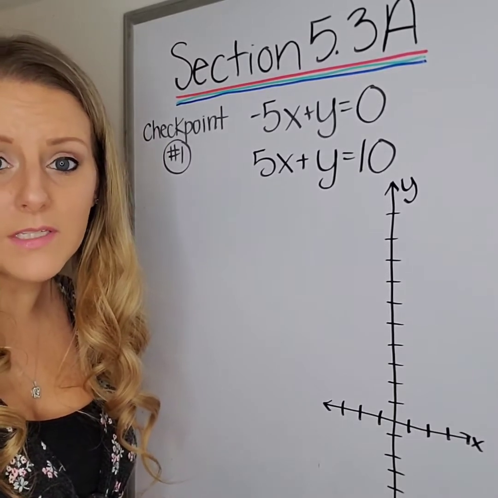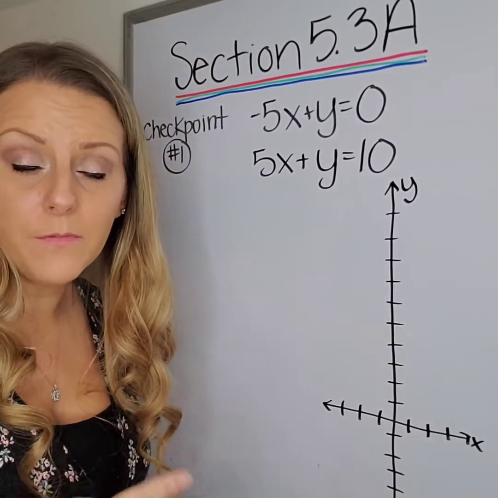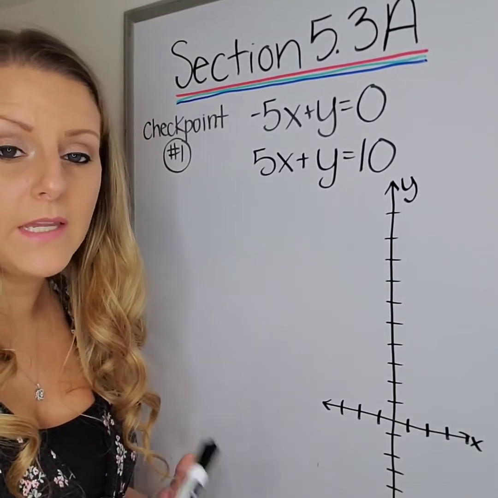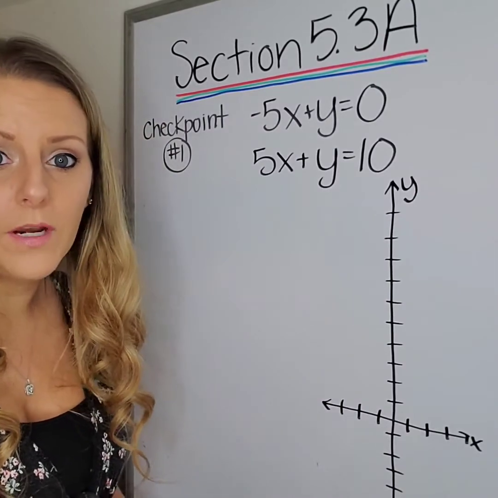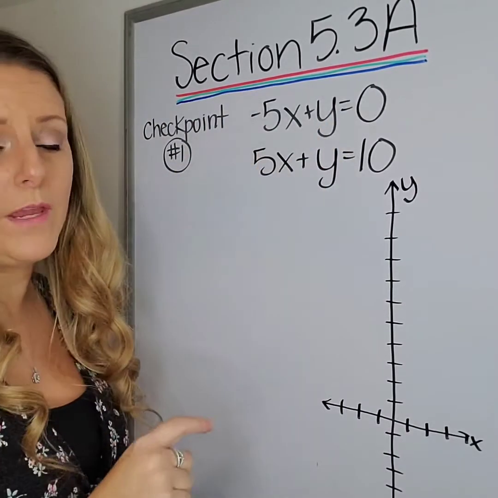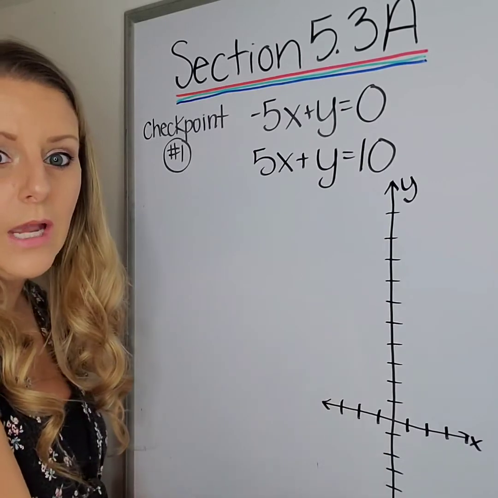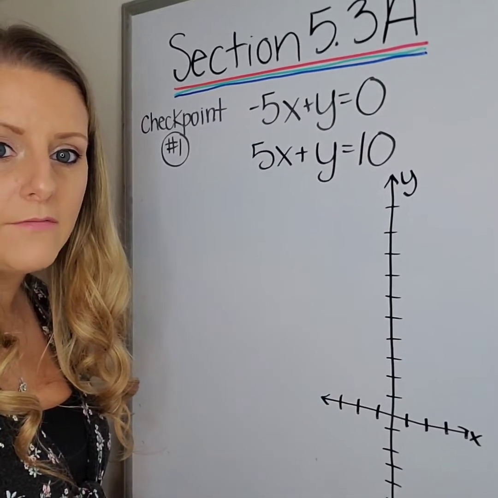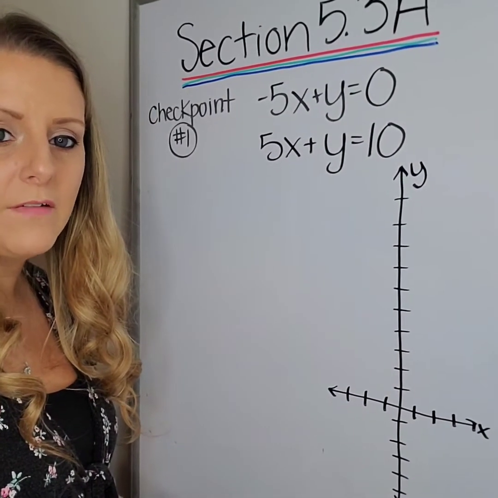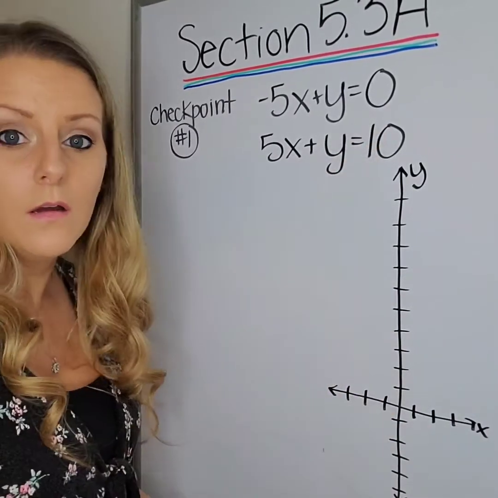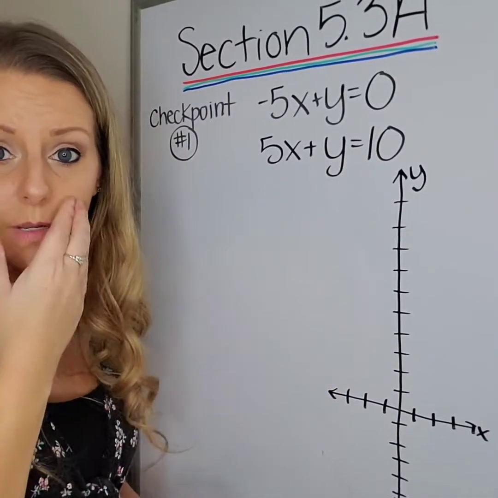Okay, so now we're going to start the checkpoints. I have 3 of them for you. You might want to take a second and pause the video. This is checkpoint number 1. Write down the 2 equations. And then for this one, you kind of need a tall, skinny graph. I went down 5 and I went up 10. Okay, and as long as you can do that, you should be good.